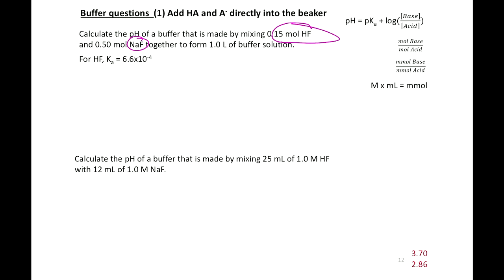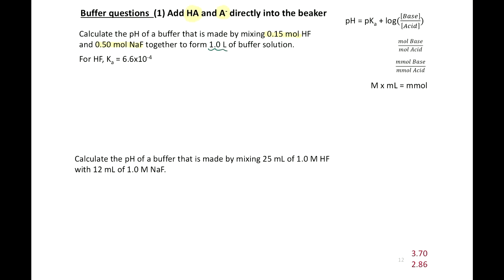So these are specifically buffer questions. The idea is we have acid and its base directly in the beaker, and that is a buffer. That's how we get our base to acid ratio here. So let's look at this first one. Let's calculate the pH of a buffer that is made by mixing 0.15 moles of HF and 0.5 moles of sodium fluoride. All of this is in 1 liter.